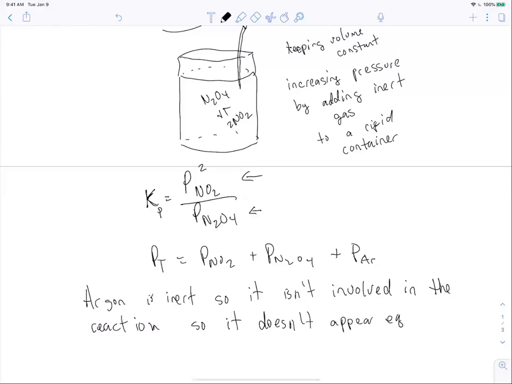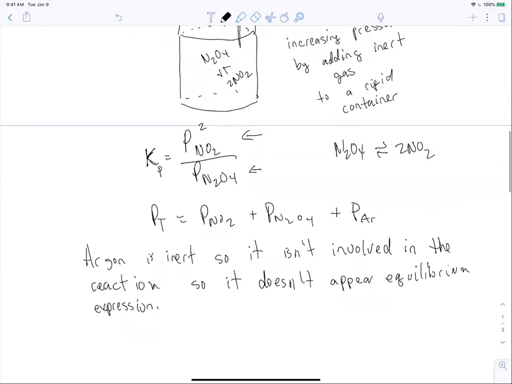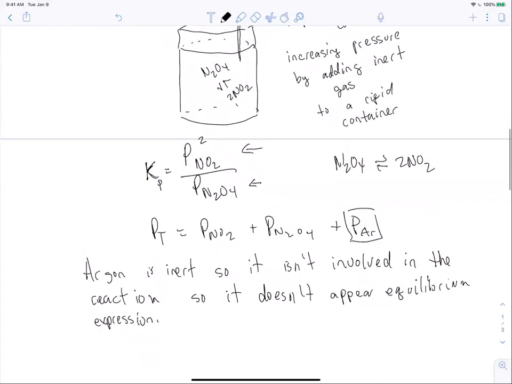Because remember, we're writing out equilibrium expressions for reactions. So naturally, argon is not part of the reaction. Otherwise, we'd have seen it already. Whether there's argon around or not, we don't really care. So this doesn't enter into that equation. And so what ends up happening here is nothing. Nothing happens here.